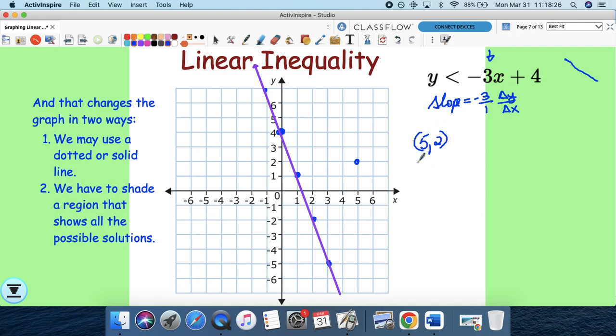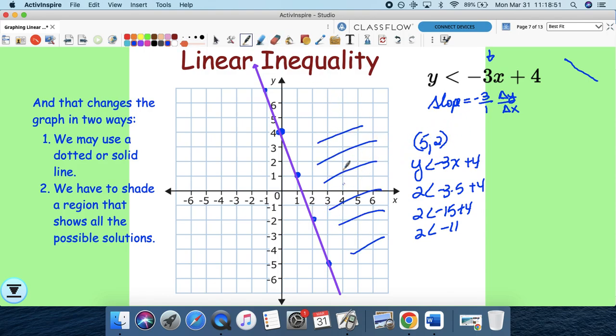You take the point (5, 2) and substitute it to see if it makes the inequality true. You get 2 less than 3 times 5 plus 4. 2 is less than -15 plus 4, and 2 is less than -11. Is that true? No, it's not. So this point that is above the line failed to make the inequality true. So obviously we don't want this region. So that's a no.